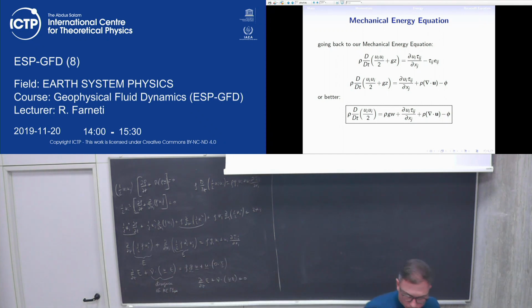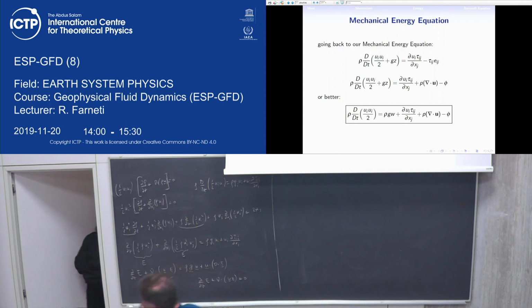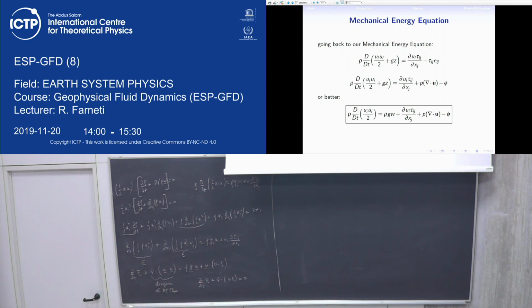Sir? Yeah. If there was a convergence, then the first member would be equal to zero? If what? If there is convergence, then the first member would be equal to zero, or? No. So imagine there are no sources or sinks of energy. So we are left with ∂E/∂t plus the divergence of the flux of energy equal to zero. Okay? Yes. There are no sources or sinks of energy.